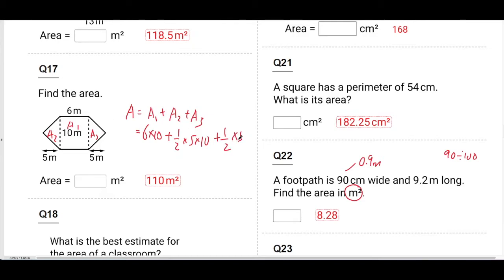So if you add up these numbers, you should get 110. Okay. So that's not too bad.